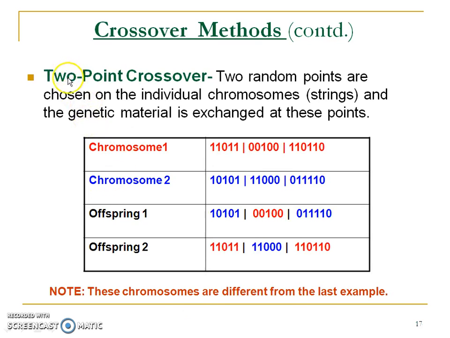Now similarly, like single point crossover, 2 point crossover or multi-point crossover is possible. In this case we can see that 2 points are chosen, this and this, for the crossover. These are the parent chromosomes and these are the offsprings.